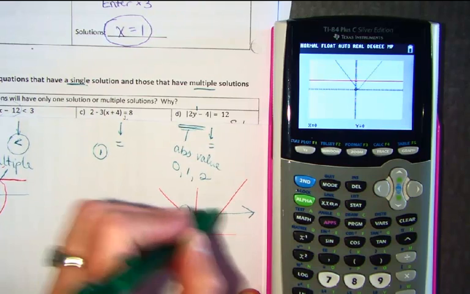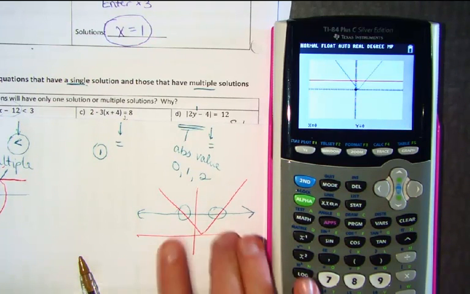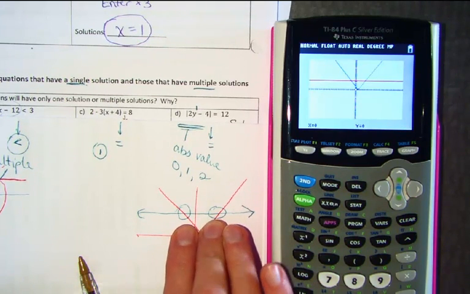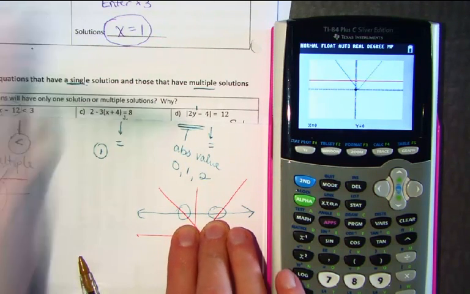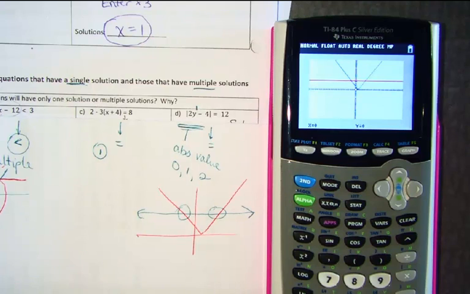And what I'm seeing is two intersection points. Since there are two intersection points here, that means there are two places, two x values that I could find that would make this a true statement. So there are multiple solutions in that case.